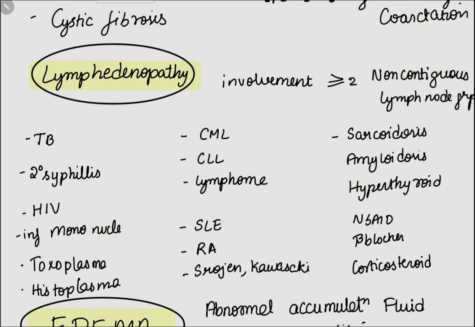Next, lymphadenopathy. There is involvement of more than 2 non-contiguous lymph node groups. Lymphadenopathy is seen in TB, secondary syphilis, HIV. These are the common causes which you should know. Then infectious mononucleosis, toxoplasma, histoplasma, CML, CLL, lymphoma. Then it's seen in SLE, systemic lupus erythematosus, rheumatoid arthritis, Sjögren, Kawasaki, sarcoidosis, amyloidosis, hyperthyroidism, and with NSAID, beta blocker, corticosteroid drugs used.